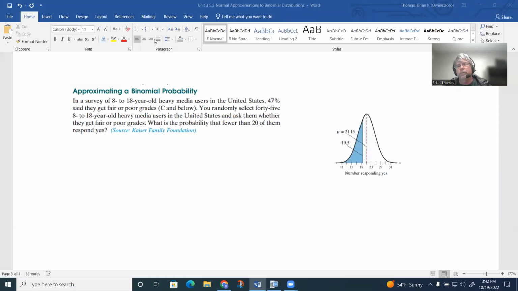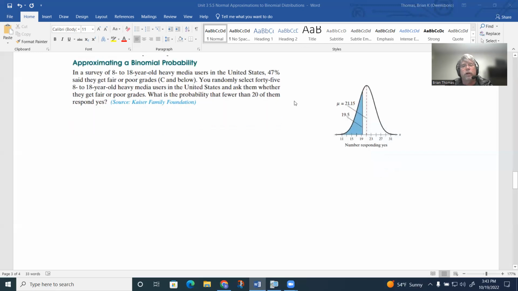So as we move further into section 5.5, let's look at a word problem involving the graph, to see if we can make a binomial probability turn into a normal approximation. In a survey of 8 to 18-year-old heavy media users in the United States, 47% said they get fair to poor grades, C and below. You randomly select 45 8 to 18-year-old heavy media users in the United States and ask them whether they get fair or poor grades. What's the probability that fewer than 20 of them respond yes?